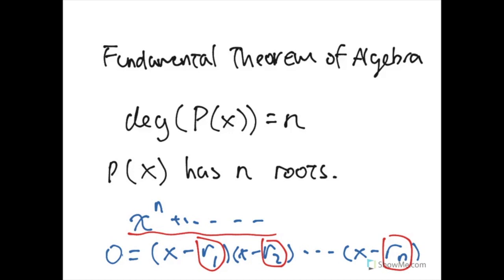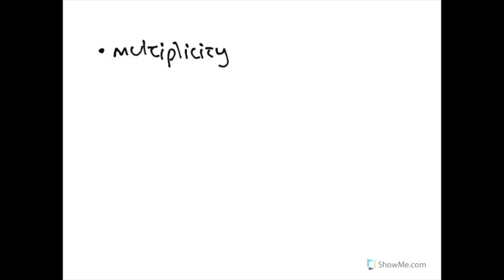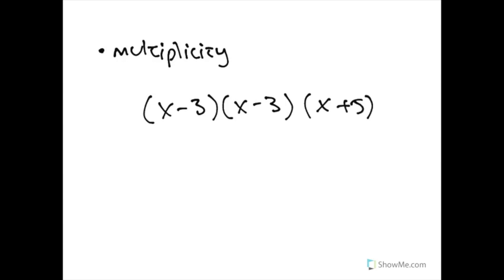But unfortunately, this theorem is a little bit more complicated than this, and I'm going to explain why. There are two main additional points that we have to be careful of. The first one is called multiplicity. So this is essentially when you have a factor that appears twice. So if instead of x minus 3 times x minus 7 times x plus 5, we had this expression, well, you can also write this as x minus 3 all squared times x plus 5.